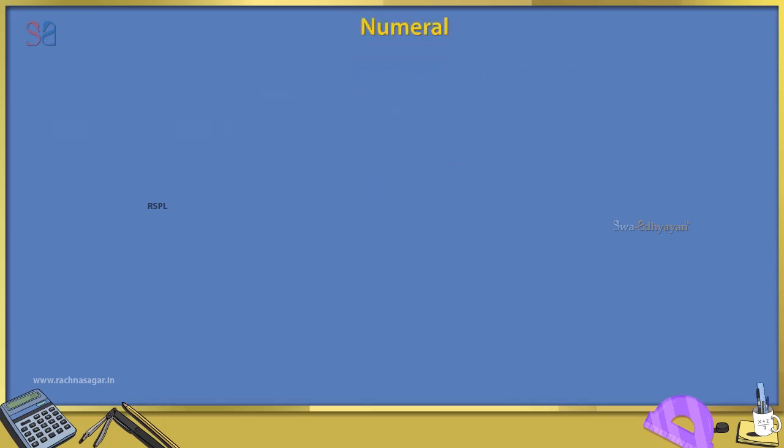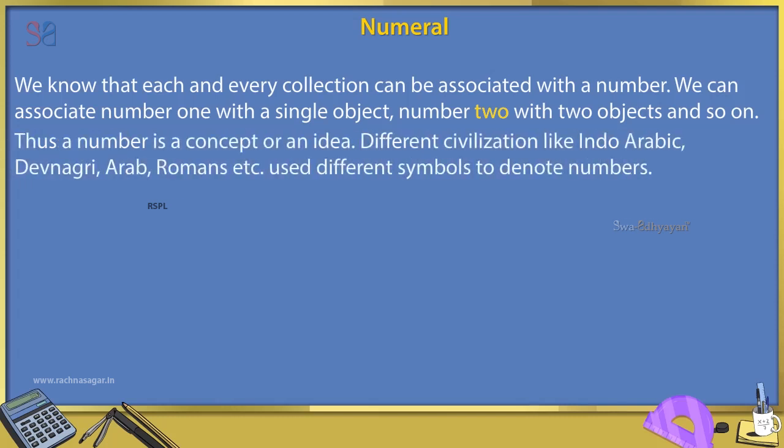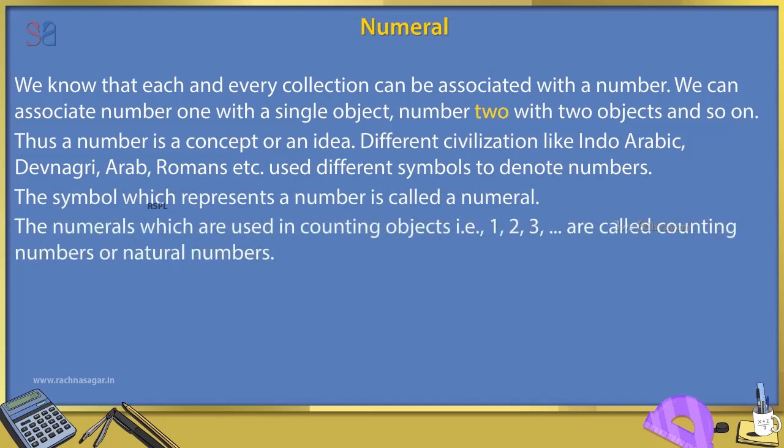Numeral. We know that each and every collection can be associated with a number. We can associate number 1 with a single object, number 2 with 2 objects, and so on. Thus, a number is a concept or an idea. Different civilizations like Indo-Arabic, Devanagari, Arab, Romans, etc. used different symbols to denote numbers. The symbol which represents a number is called a numeral. The numerals which are used in counting objects, that is 1, 2, 3 and so on, are called counting numbers or natural numbers.